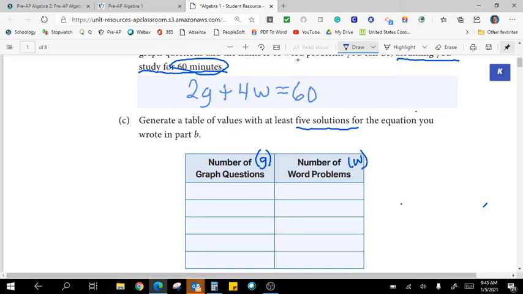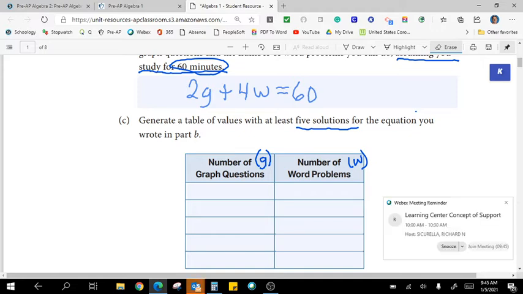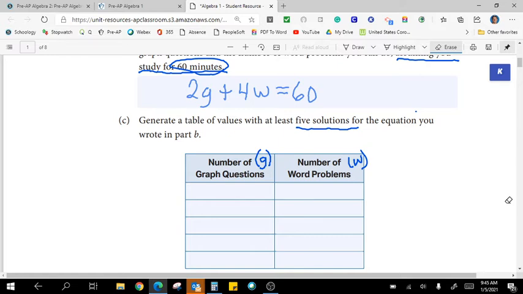All right, so now we have to figure out a way to come up with some answers. It doesn't say, it just says at least 5 solutions. So what I like to do when we're doing this is put in 0. If I do 0 graph problems, what I would have to do is figure out the number of word problems that I could do in order to meet the 60 minutes.